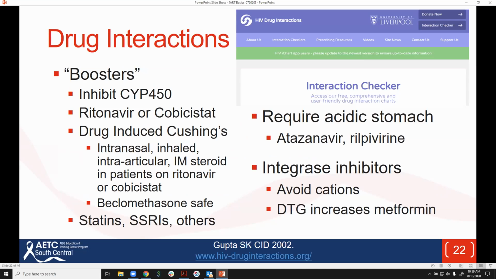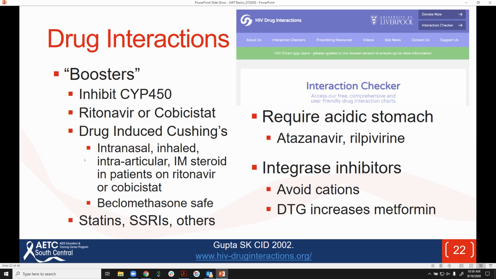Specifically what we see are the boosted agents. Those inhibit cytochrome P450. So all of your protease inhibitors should be boosted. And then there's that one INSTI that's boosted. They're boosted either with ritonavir or cobicistat. And what can happen is other medications that utilize the cytochrome P450 will be increased, just like the protease inhibitors are increased. So the benefit of boosters is that it allows for fewer pills, fewer times a day. That's a real benefit from the old days where they didn't use them.